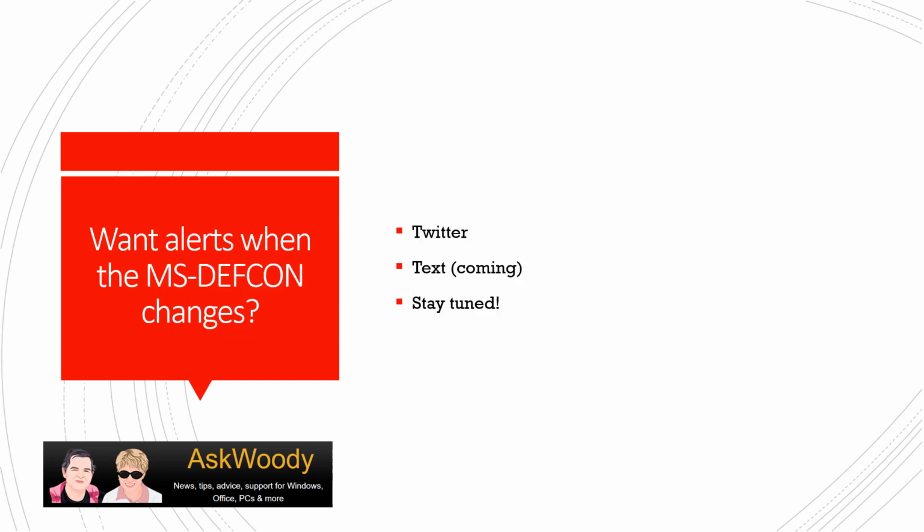And just to remember, we're coming up to changing the MS-DEFCON. We have another couple of days before we're going to change it to DEFCON 2. If you want to get an alert in the form of either a text message to your phone or Twitter, we've got Twitter currently set up. Texting is still in beta testing. I will be releasing it from beta testing after this next week's process, but stay tuned. We've got two ways that you can get proactive alerts to your phone or to your Twitter account of when the MS-DEFCON changes.